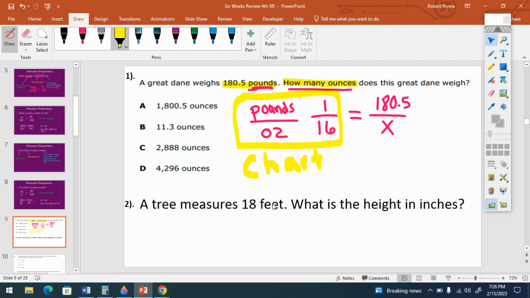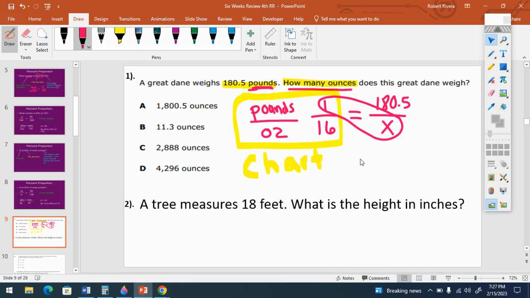Okay. Once you set up that, then from the story, you're going to decide where to put it. Since they gave me pounds, pounds is on the top. I put it on the top. They want the ounces. That's the question. That's the unknown. That would be the X. And then we just start. 1 times X. Let me get my pen. 1 times X cross multiply would be 1X.